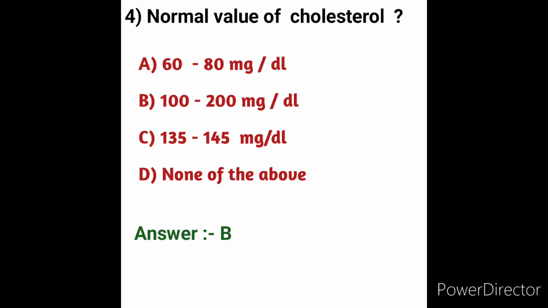More than 240 is a high cholesterol level. The cholesterol level helps show our heart disease risk, how much we are at risk of heart diseases. Depending upon the cholesterol level, we can identify it through lab investigation. So here the normal value of cholesterol is option B, 100 to 200 mg/dL, the correct answer.